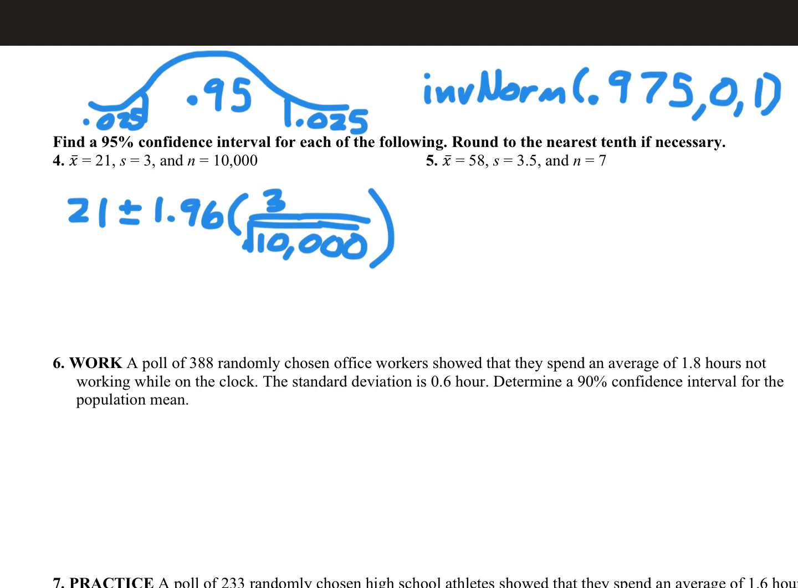All right, so this is going to equal, if we go to our calculator, stat test option 7, sigma, put 3, x bar is 21, n is 10,000, put 0.95 for the C level. All right, so a very narrow interval because our sample size was so big, 20.941 up to 21.059.